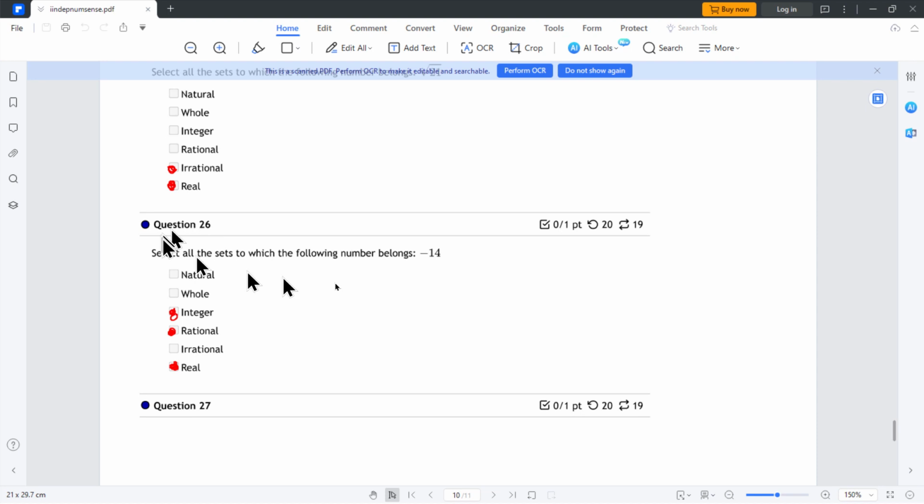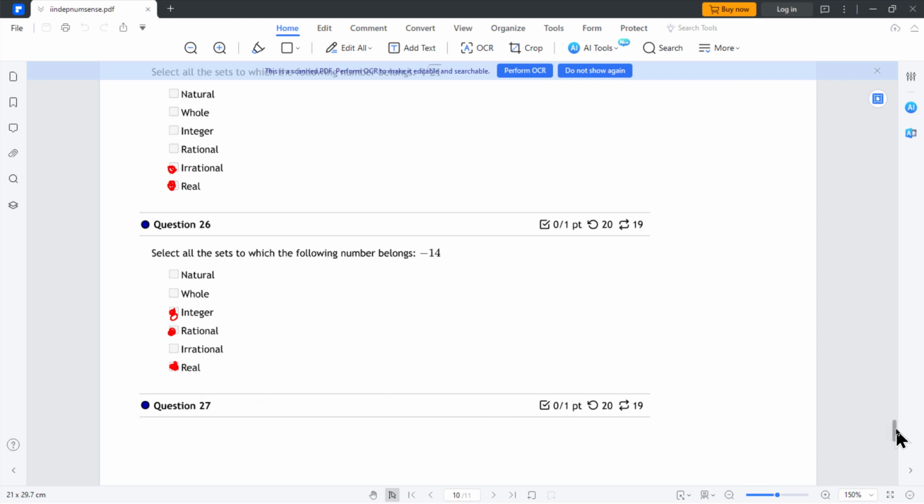Number 26 here. 14, it's not a natural number, doesn't occur in nature. It's not a whole number. Whole numbers are zero and the set of natural numbers, so it's not a whole number. Is it an integer? Yes, it is. It's an integer, and it can be written as a fraction, and it is a real number.